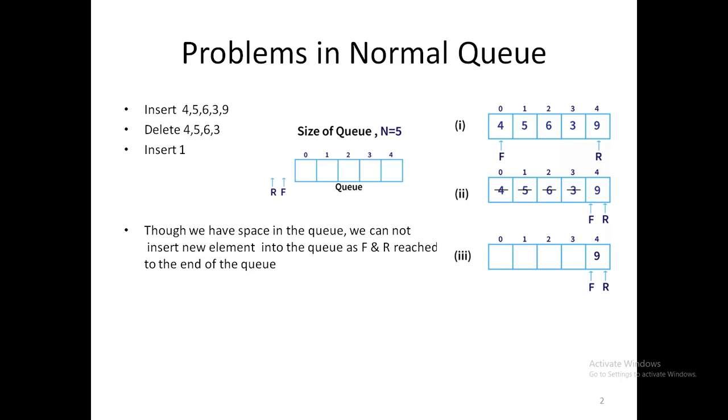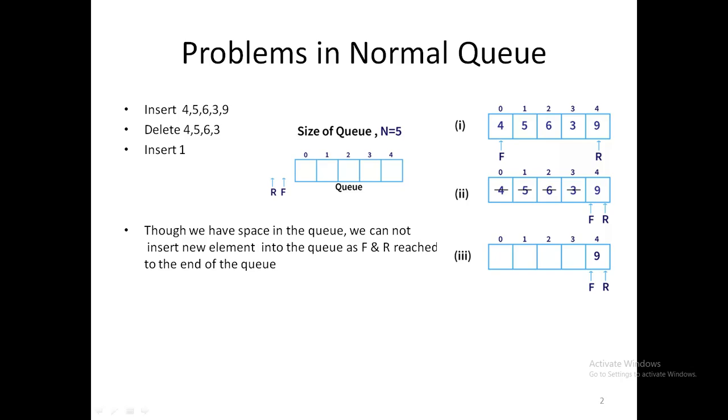Suppose we are inserting 4 5 6 3 9. So 4 is first inserted, which is pointed to by both front and rear. After the insertion of 5, the rear is incremented. Then 6 3 9, now the rear is pointing to the 9. If you are deleting 4 5 6 3, when the 4 is deleted, front is incremented to 1, and after all those elements are deleted, the front is now pointing to the 9.